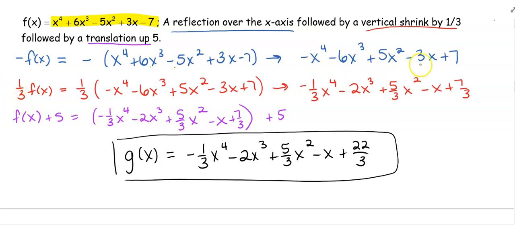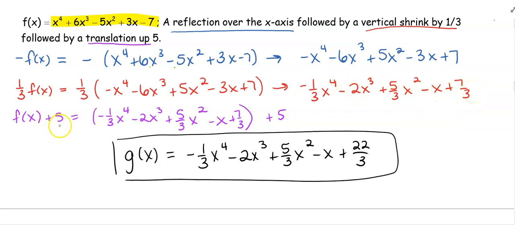So I'm going to start where I left off and distribute that negative 1/3. That gives us a negative 1/3 x to the 4th. A negative 6 times 1/3 is a negative 2. Positive 5/3 becomes a negative 1. And 1/3 times 7 is 7/3. So I distribute that 1/3 to each individual piece.